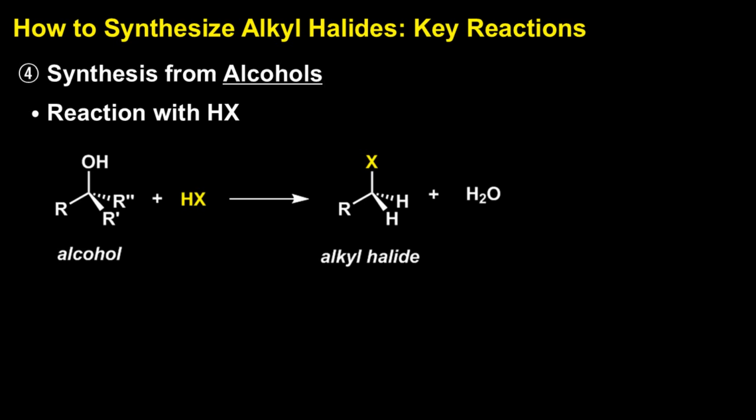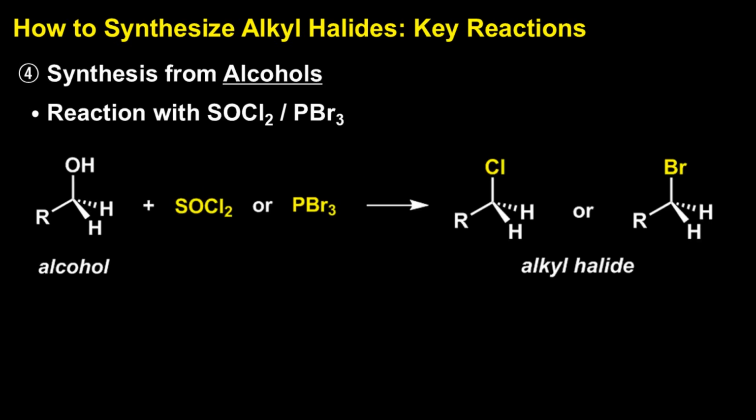Another key method for making alkyl halides is from alcohols. When alcohols react with hydrogen halides, the mechanism depends on the structure of the alcohol. Primary alcohols usually follow the SN2 pathway, a one-step backside attack where the halide kicks out the hydroxyl group. Secondary and tertiary alcohols go through SN1, forming a carbocation intermediate. And since carbocations can rearrange to become more stable, the halide might end up on a different carbon than you expect. So depending on the alcohol, you might get a rearranged product.